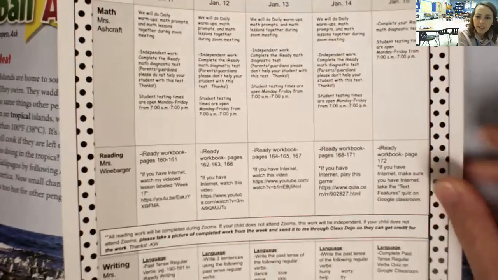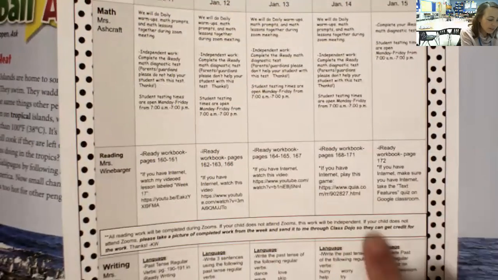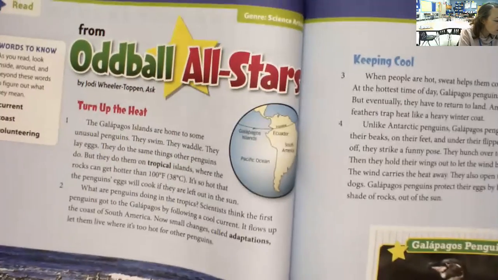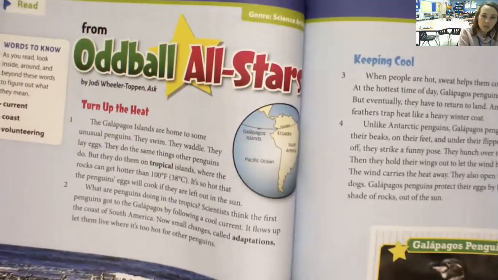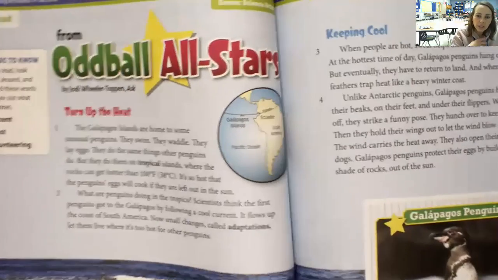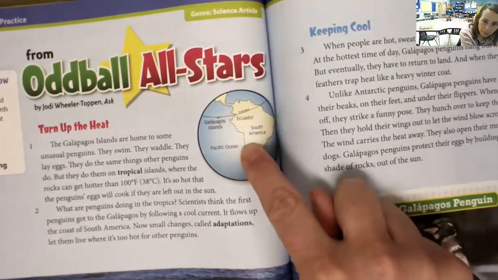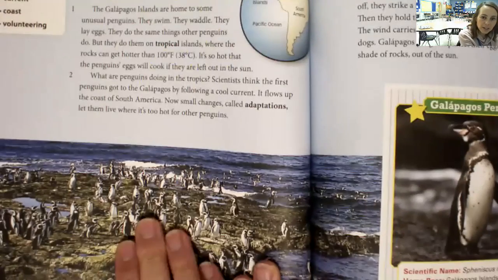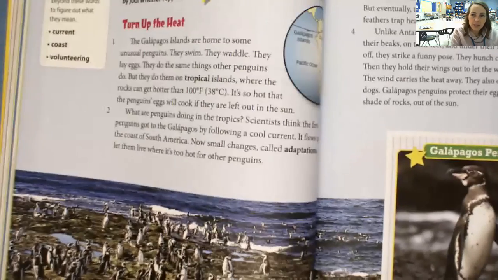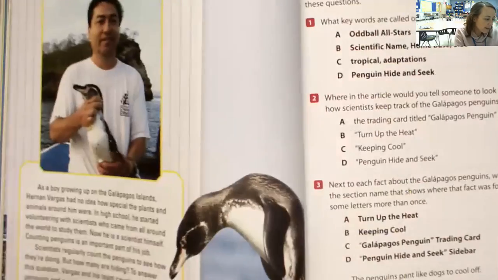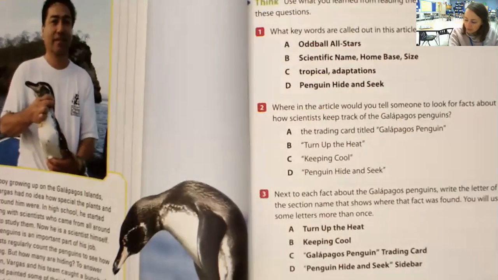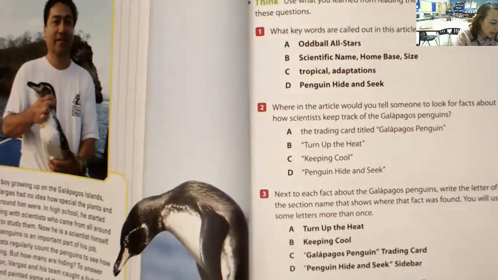Okay, Thursday, 168 to 161, and then there's a game, a QUIA game for text features that you can play if you have time. So you're going to be reading this article called Oddball All-Stars. Again, I recommend that you label your text features. You have a map, write map out beside it. You have a photograph down here at the bottom, all kinds of text features. Label them as you're reading, okay? So the text is 3 pages long, and then you're going to answer the questions on 171, okay?